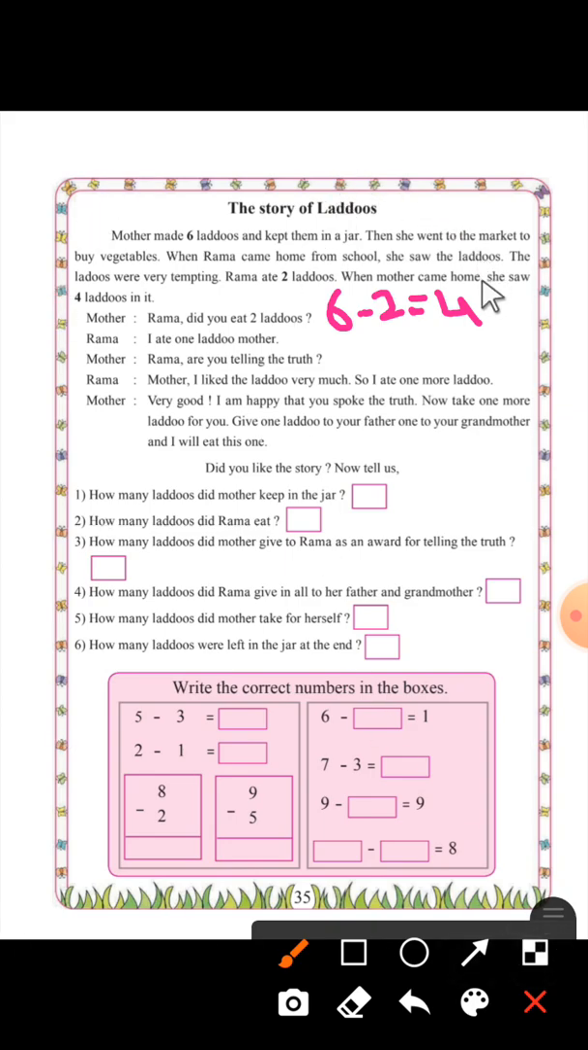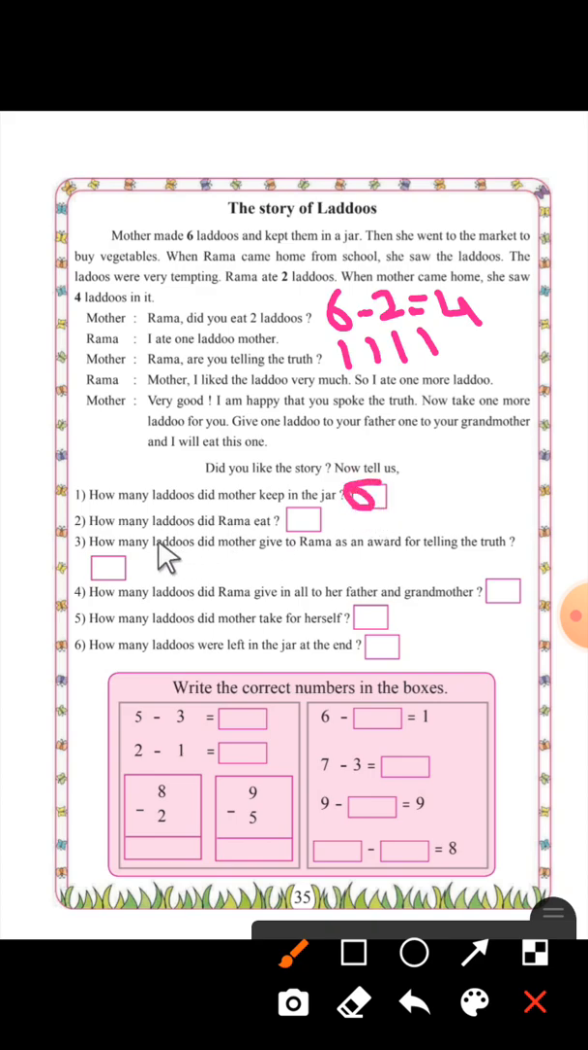From these 4 laddus, mother gave 1 more laddu to Rama, 1 laddu for her father, 1 laddu for grandmother, and 1 laddu for mother. So all laddus are over. How many laddus did mother keep in the jar?